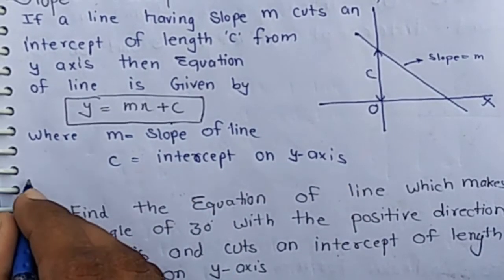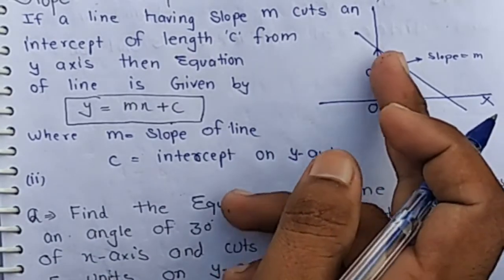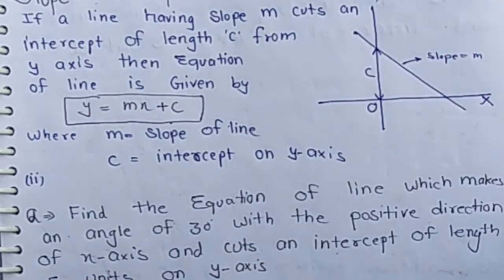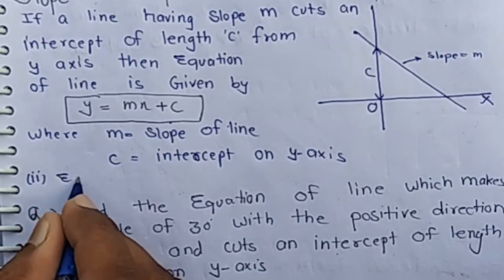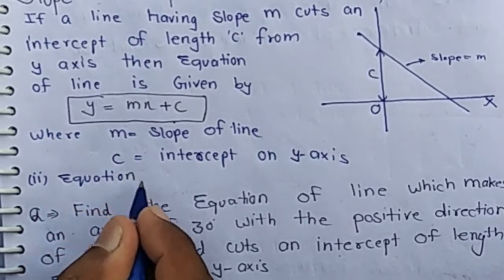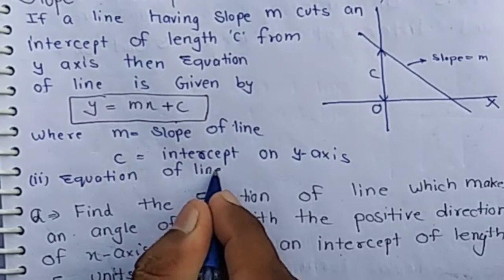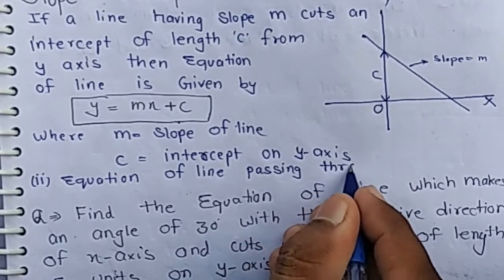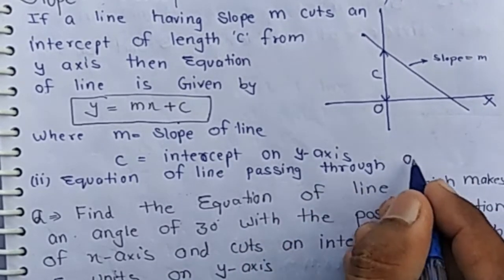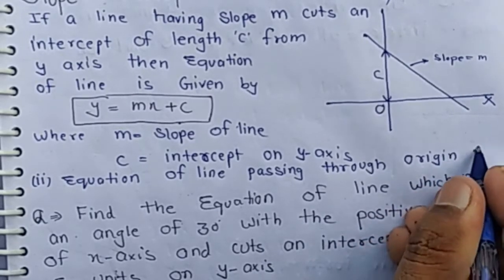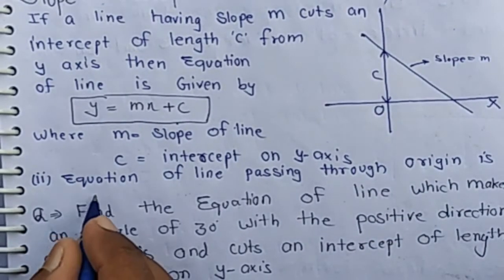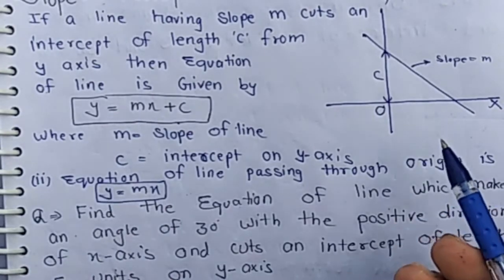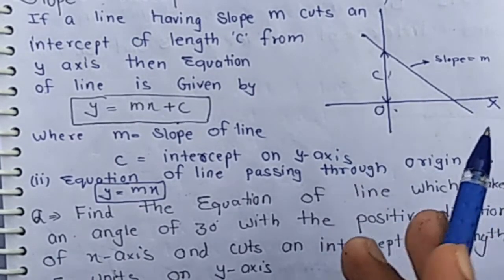Now second, if this line passes through the origin, then the value of c is 0, then the equation of the line passing through the origin is y equal mx, because the value of c is 0 when this line passes through the origin.